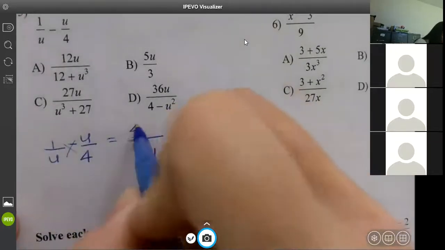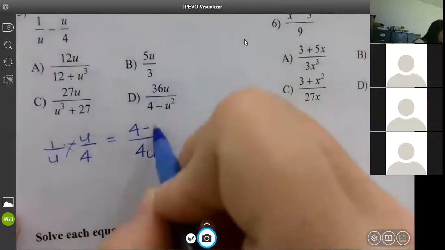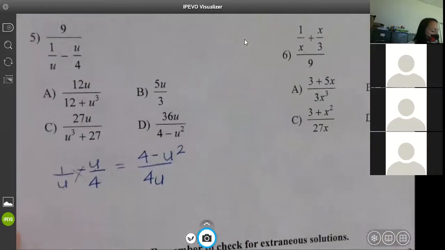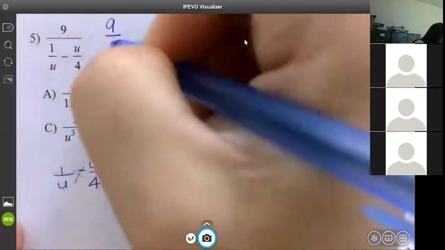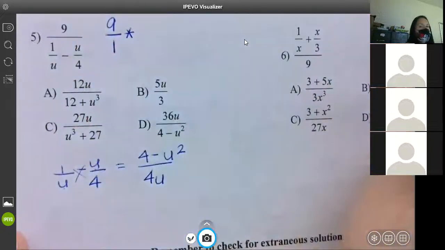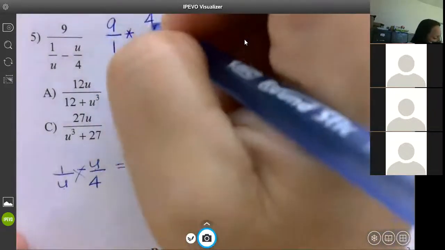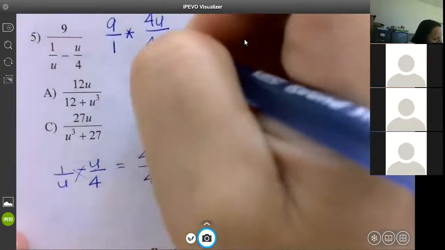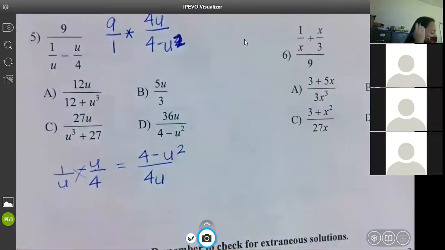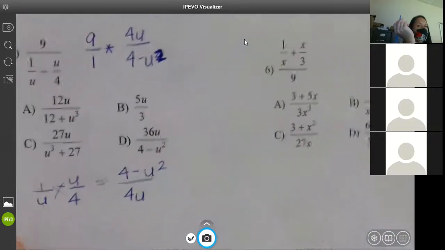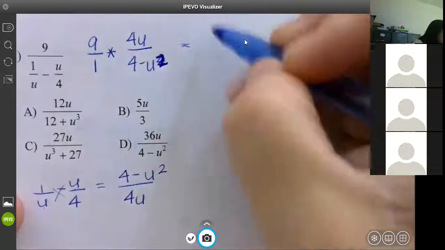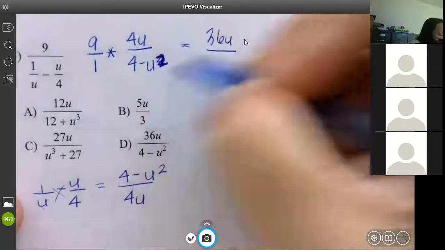1 times 4 is 4. Minus u times u is u squared. So I'm going to make 9 a fraction, 9 over 1. Instead of divide, we're going to multiply, and we're going to flip this fraction that we just did. 4u over 4 minus u squared. Okay. Multiply straight across. 9 times 4u. 1 times 4 minus u squared.